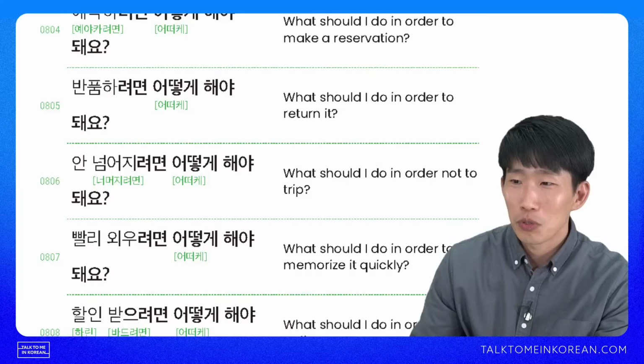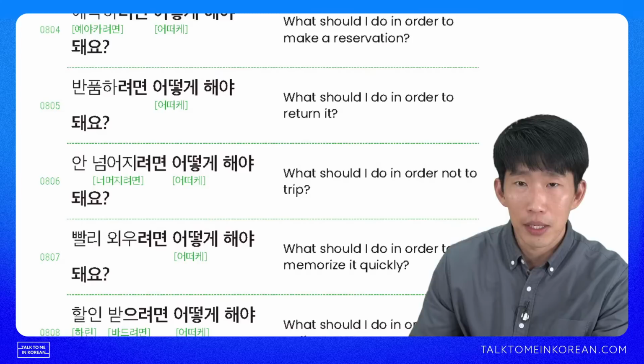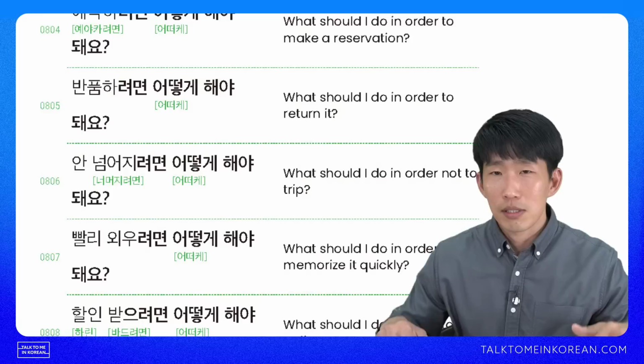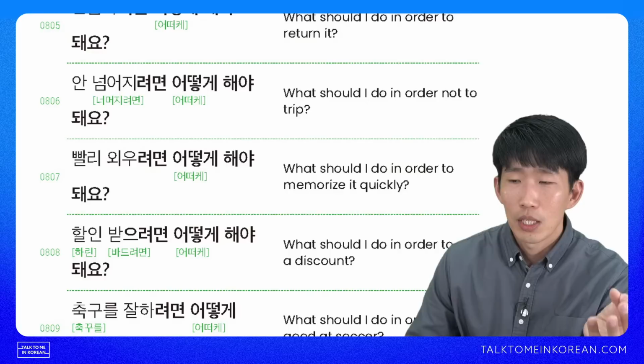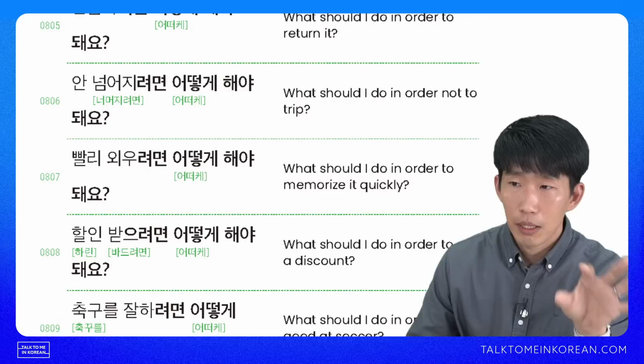What should I do to not trip, not fall over? Like, maybe you can say that as you are learning how to ride a bike. 안 넘어지려면 어떻게 해야 돼요? Or to walk on stilts or, you know, monocycle or something? 빨리 외우려면 어떻게 해야 돼요? What should I do to remember or memorize quickly? So you can study with these commonly used patterns.